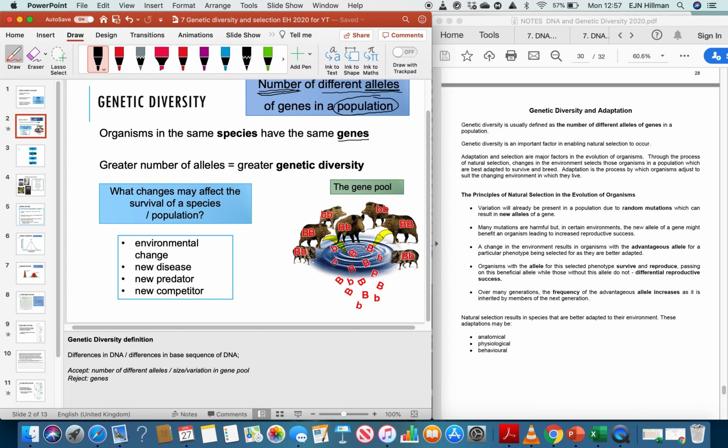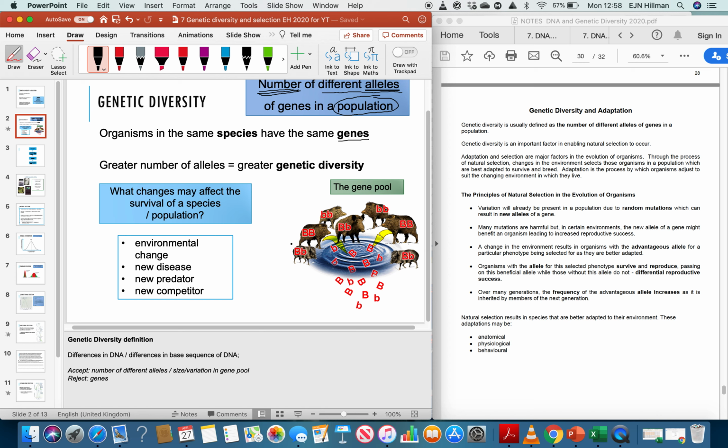Now within a population, we see, obviously all of these are the same species. These are, sorry, they're not peccaries, are they? I think they're warthogs. Anyway, they have variation. So there is a variation of phenotypes, the physical expression of the genotypes. And we can see that in this population here.